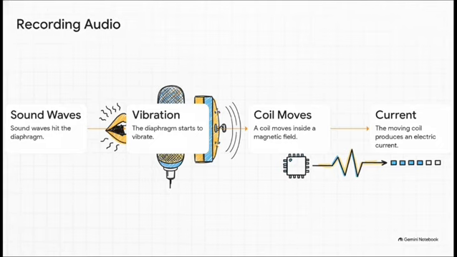These sound waves hit a super thin membrane inside the microphone called a diaphragm, causing it to vibrate. Attached to that diaphragm is a little coil of wire, suspended right inside a permanent magnet. As that coil moves back and forth inside the magnetic field, it actually induces a raw electrical current that perfectly matches the pattern of your voice. After that, our trusty analog-to-digital converter steps in and turns that current into digital audio.